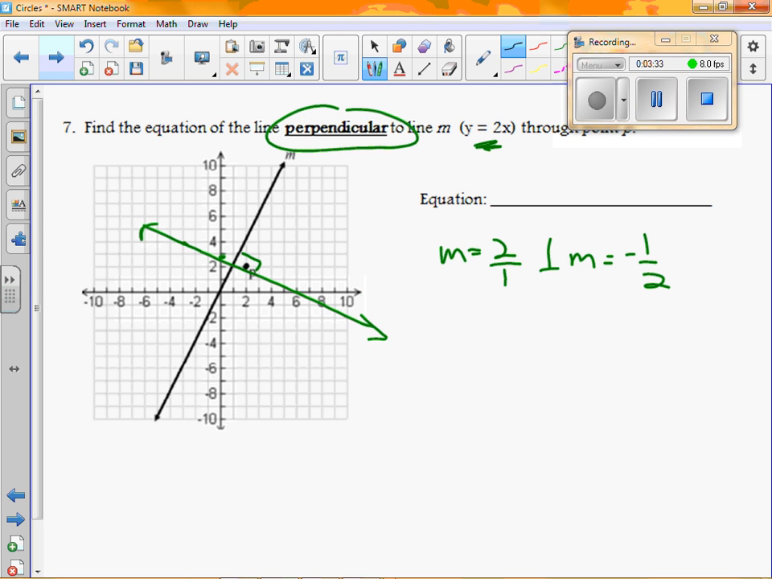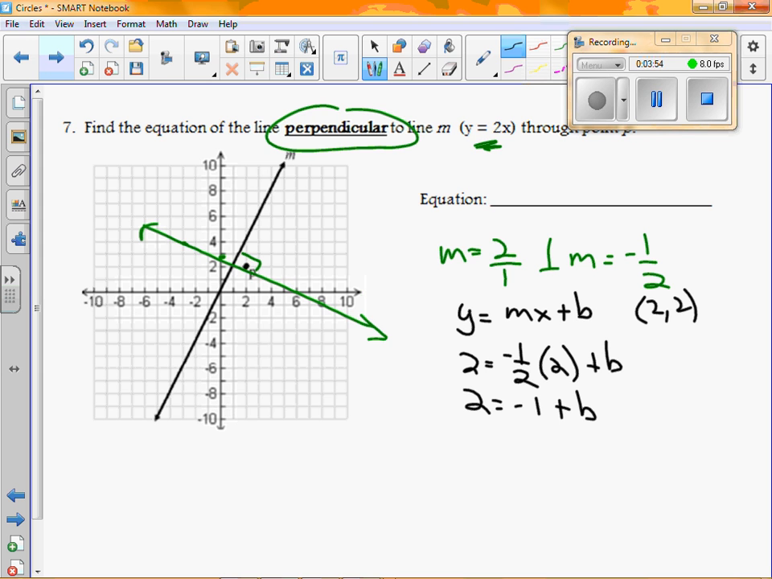The line that goes through the point 2, 2 and has a slope of negative 1/2. So you just plug those numbers in. The slope is negative 1/2. So 2 equals negative 1 plus b. Add 1, so b equals 3. If I'm going to have a b of 3 and a slope of negative 1/2, so y equals negative 1/2 x plus 3. And then look at the picture I drew. Here's my 3. My slope is negative 1/2. That, and it works.